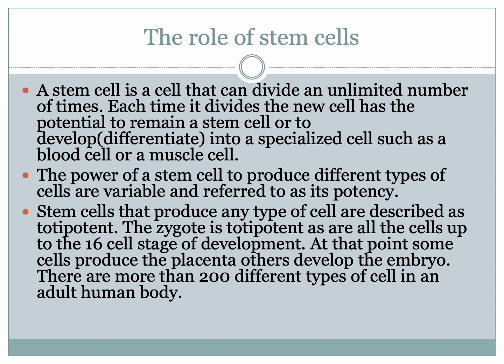The power of a stem cell to produce different types of cells is variable and referred to as its potency. Stem cells that produce any type of cell are described as totipotent. The zygote is totipotent, as are all the cells up to the 16th cell stage of development. At that point, some cells produce the placenta, while others are going to develop the embryo. There are more than 200 different types of cells in an adult human body.